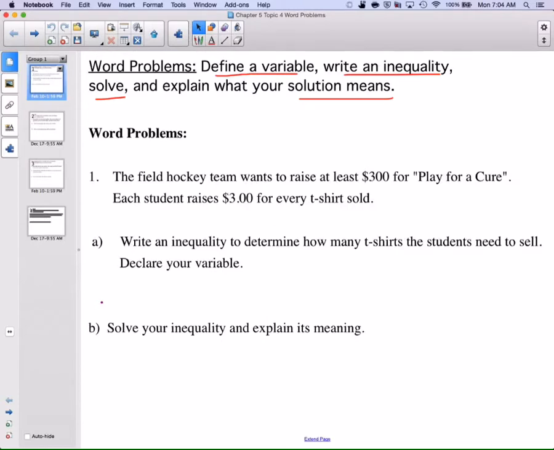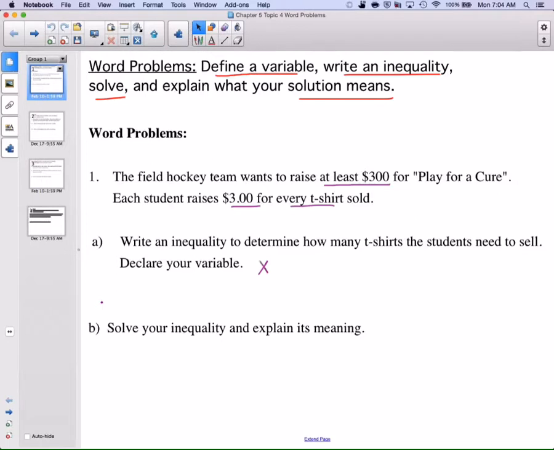Looking at the first example, the field hockey team wants to raise at least $300 for Play for a Cure. Alright, I'm going to underline this piece here. Each student raises $3 for every t-shirt sold. So we want to write an inequality to determine how many shirts the students need to sell, declare a variable. The number of t-shirts is really what we're dealing with here, so we could just call it T or X.